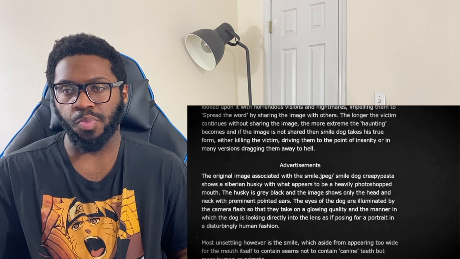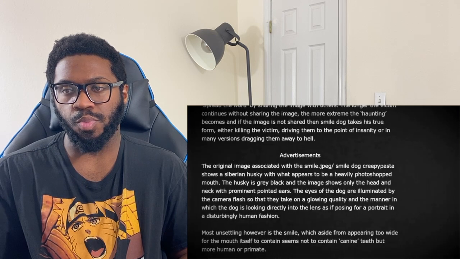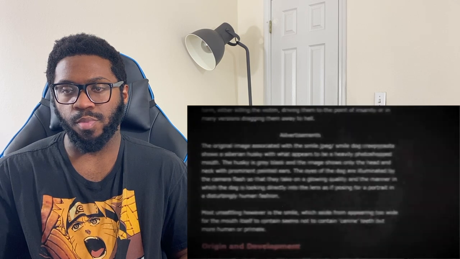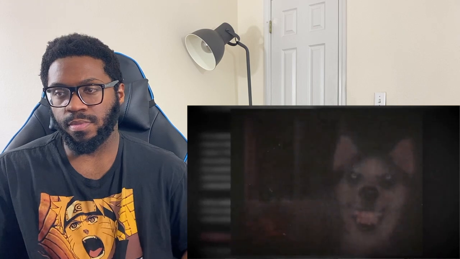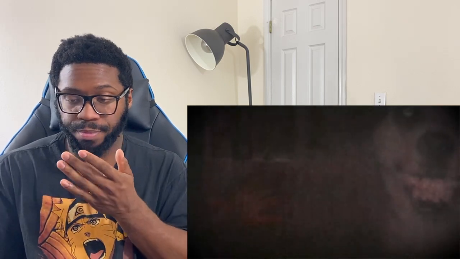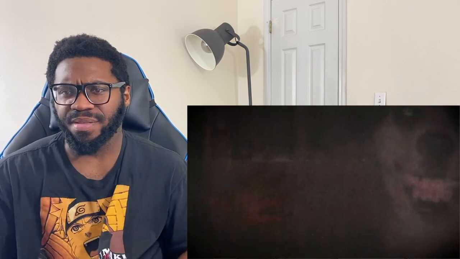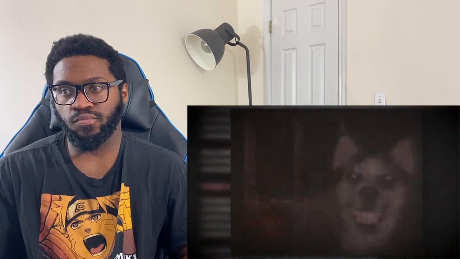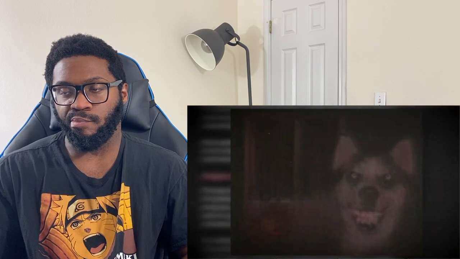People who say they saw smile.jpg frequently faintly joke that they were too busy to download a copy of the image on their computer. All supposed victims, however, provide the identical description of the image. The only background feature visible is a human hand extending from the shadows on the left side of the picture, which is used to characterize the dog-like creature's appearance, which is typically described as resembling a Siberian husky.